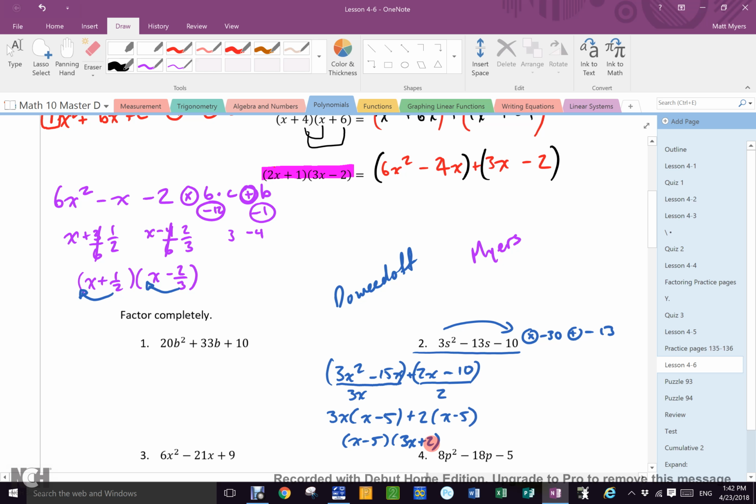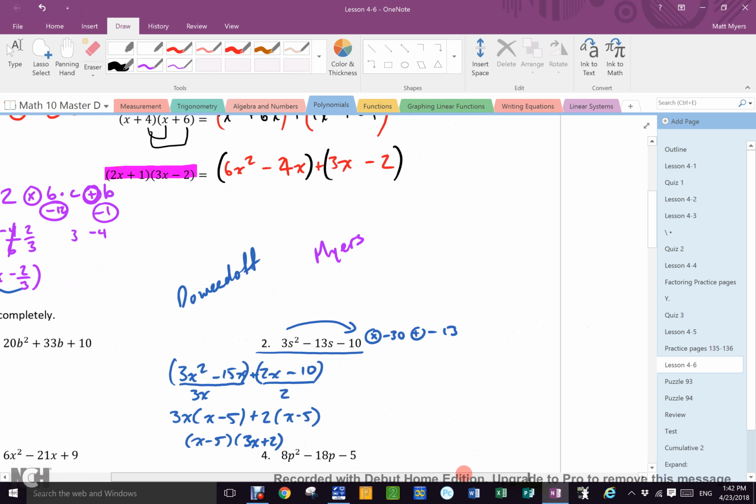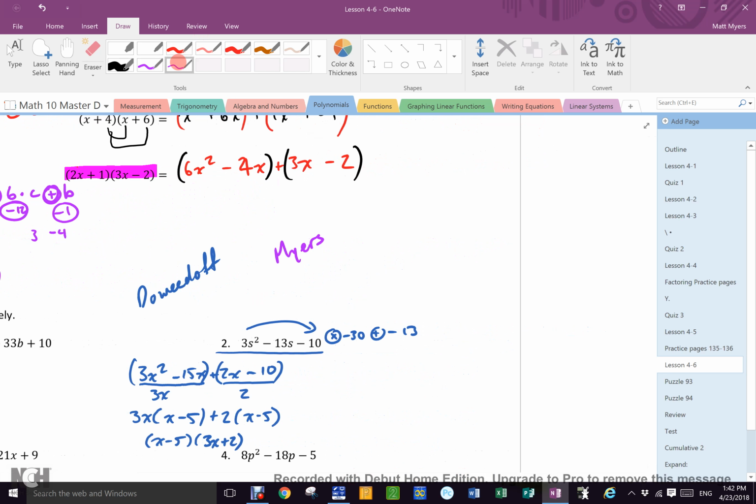And it works, it gets you the right answer. The problem is, look at how many steps, and it's a totally different thing than we've already done. Agreed? My method starts the same way. I still got to do that. I'm multiplying to negative 30 and adding to negative 13. But after that, it's what I already know, right?